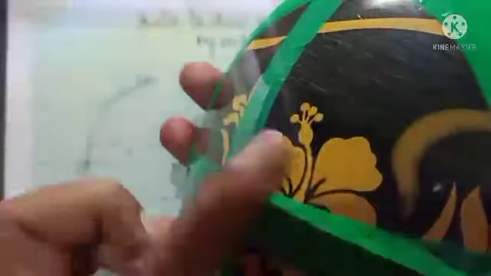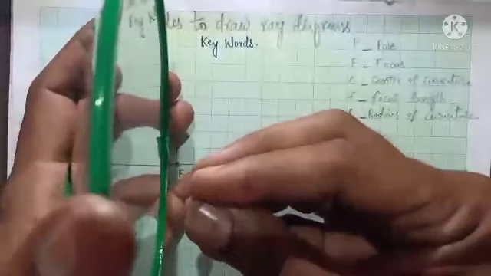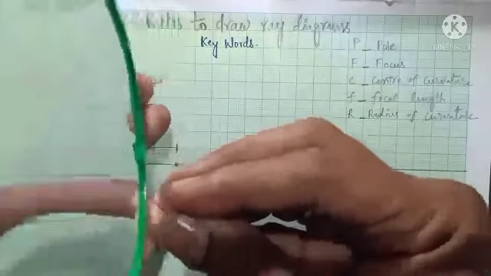The back side of it has some paint applied, so the reflecting area is inwards. So this is a concave mirror.